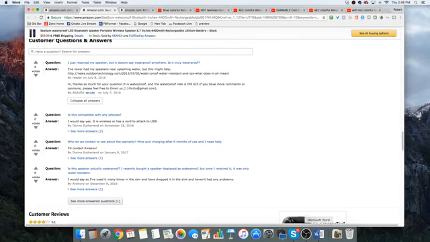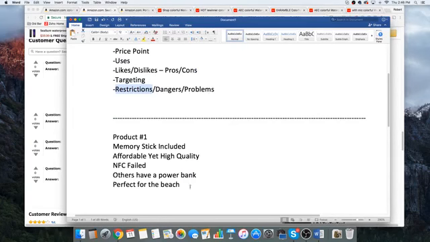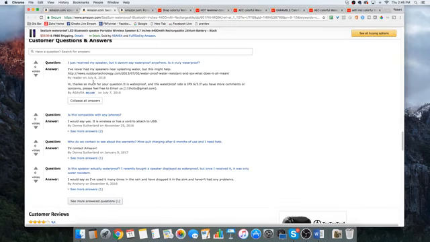Right? So that's in line with dangers and problems. I'm not going to continue to keep writing stuff down right here. I just wanted to give you guys an example of what to find. But that's in line with dangers, problems, and restrictions. We don't want them using it near water if it's not waterproof, right?